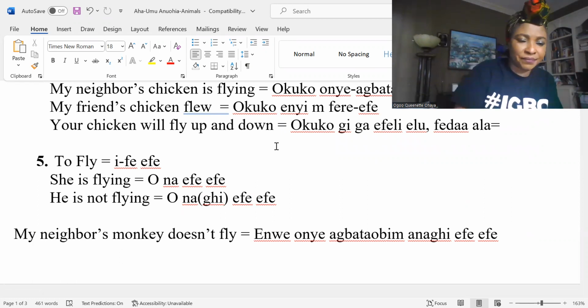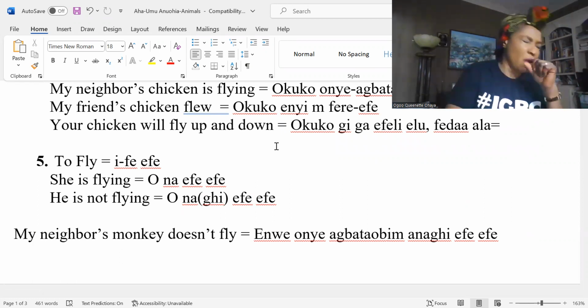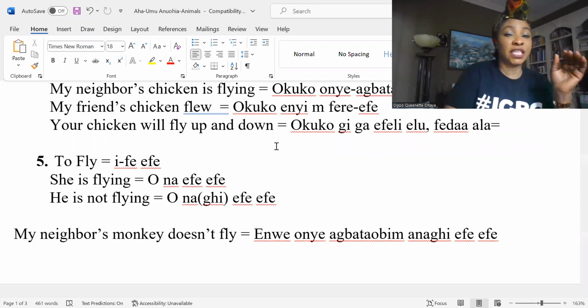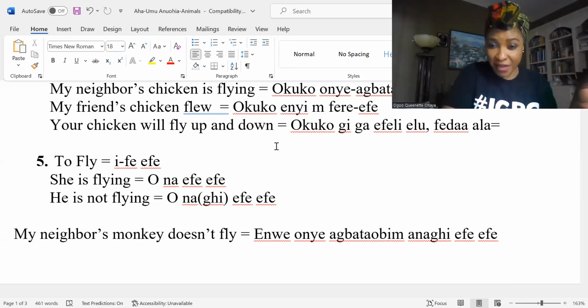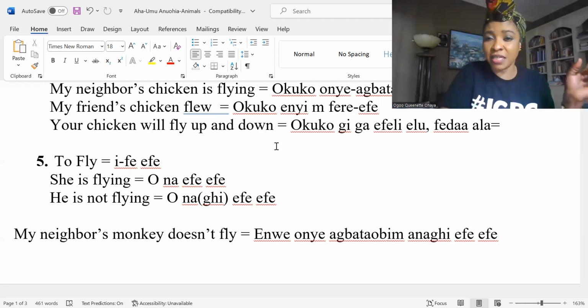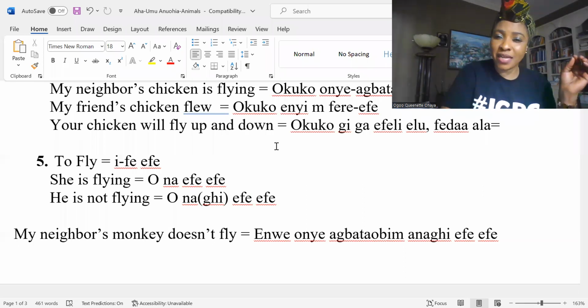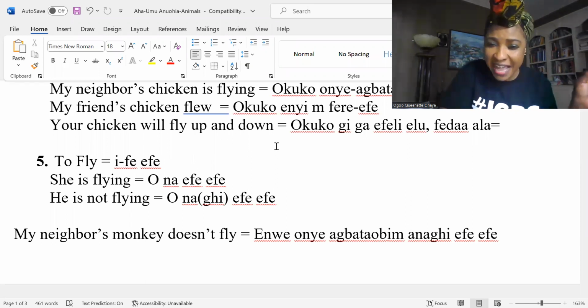Ifefe. Okay. When you want to say, she flew, o fere efe. Don't forget your pronoun. O represents he, she, or it. When you're looking at a chicken, you don't want to say chicken flew. You just say o fere efe. Okay. It flew. O fere efe. Okay. It is flying. O na-efe efe.